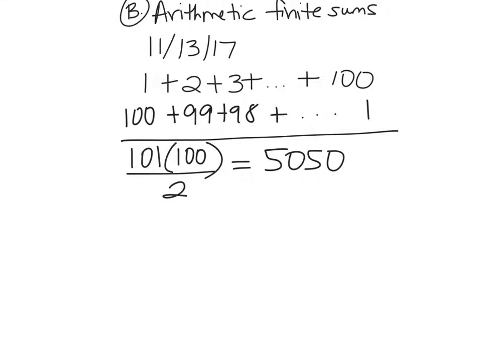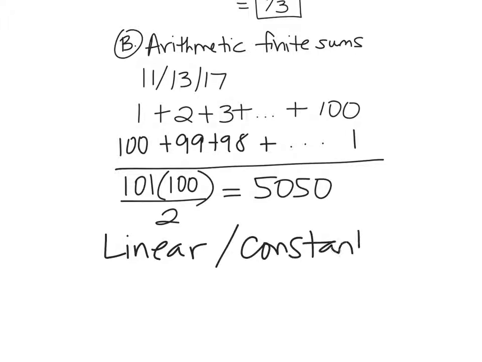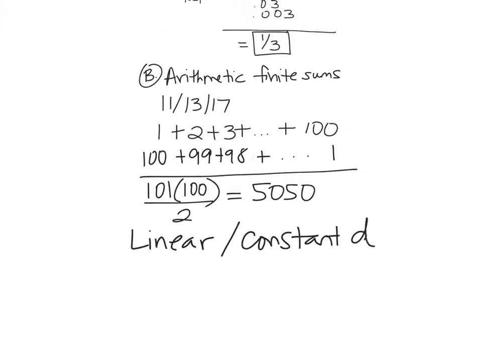Okay, anyway, so what we're going to do is take this and make it into a formula that we're going to use for arithmetic. Now, don't forget, arithmetic sums are the ones that have a constant difference between them. This is an arithmetic sum because it's just add 1, add 1, add 1, add 1 to get to the next one. So arithmetic sums are always going to be linear. They're linear formulas, and they have a constant difference.